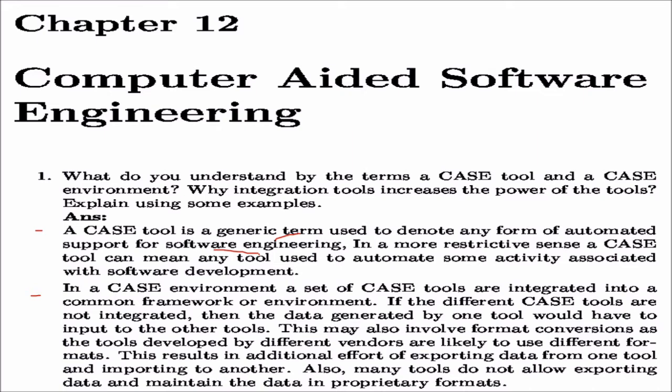So now we can have some automated support for doing this software engineering. Doing it manually will take time and a lot of effort also. So CASE tool is a generic term for all these automated support. In a more restrictive sense, a CASE tool can mean any tool used to automate some activity associated with software development.